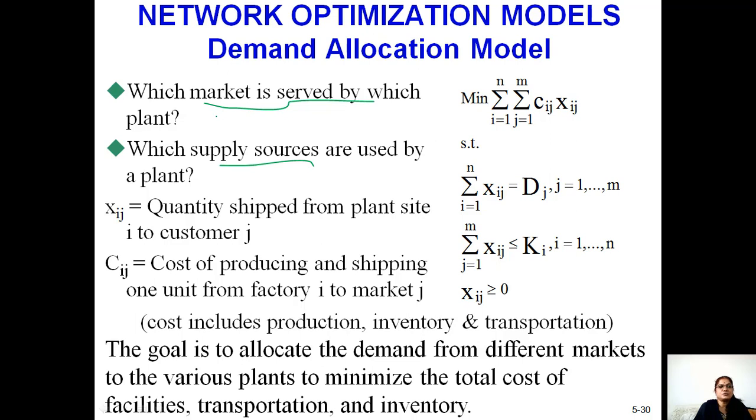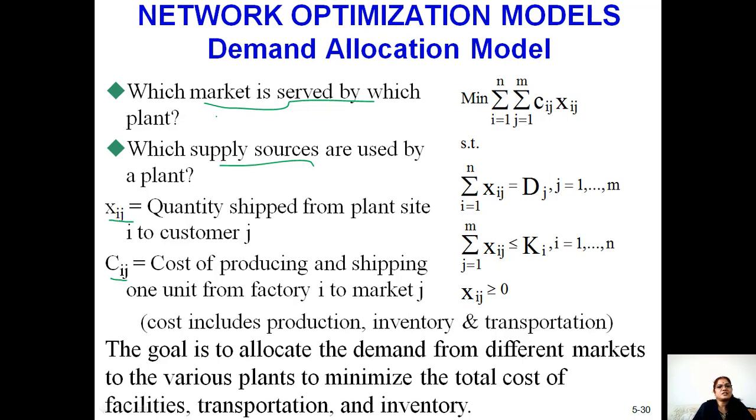Here I have used two symbols, Xij and Cij. Earlier we had only N, the number of markets or suppliers with whom the facility was interacting. Here we have two things, one is plants, the other is markets. The plants are considered as suppliers, markets are considered as customers. Whenever something is supplied by a facility, it is called a plant, and whenever something is received by a facility, it is called a customer.